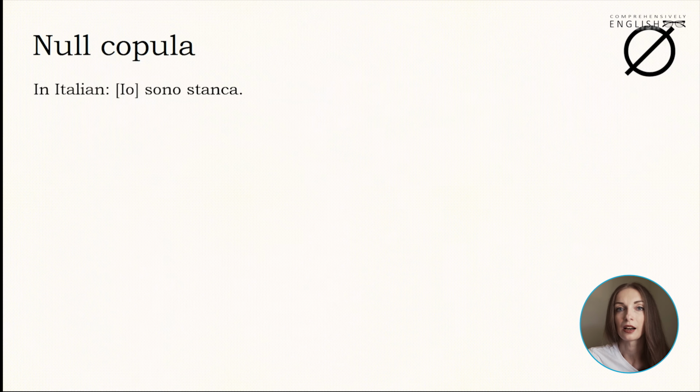Yes, it sometimes happens in English, believe it or not. The omission of a form of to be is called null copula or zero copula. This phenomenon is widespread in many synthetic languages. The element that may be omitted is not always a verb. For example, in Italian, it may be a personal pronoun. We say sono stanca, literally am tired.